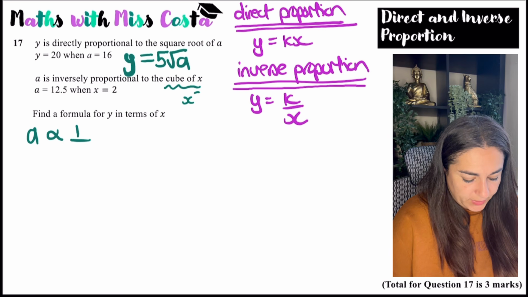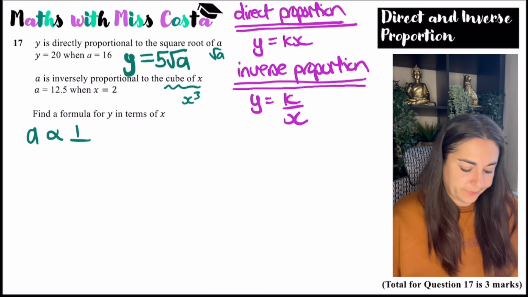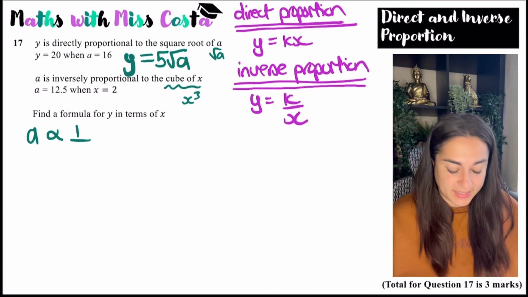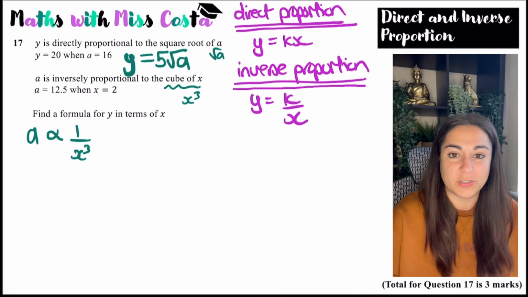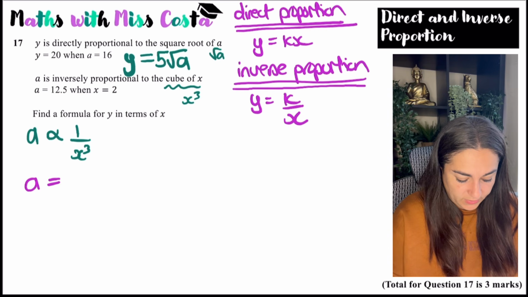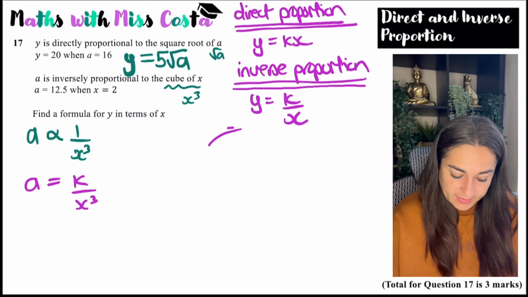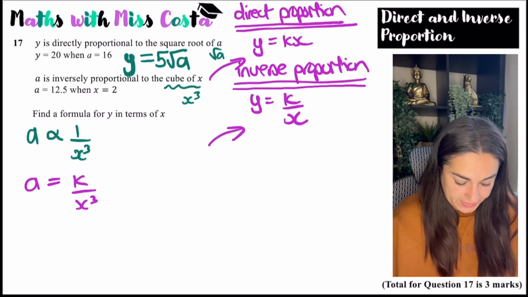Again, just because some people might get confused when they're doing this, it might be helpful to annotate your question with just how you'd write it out mathematically. So a is directly proportional to the inverse of the cube of x. That's your proportionality statement. Again, ignore it if it confuses you. Just go straight to the equation. a must equal k over x cubed. So this is the general formula, but obviously if it's x squared, if it's x cubed, you manipulate it accordingly.